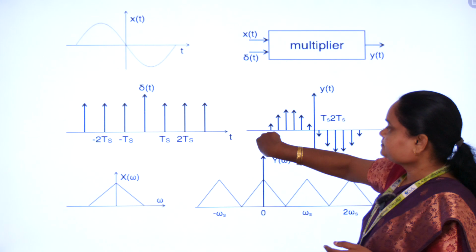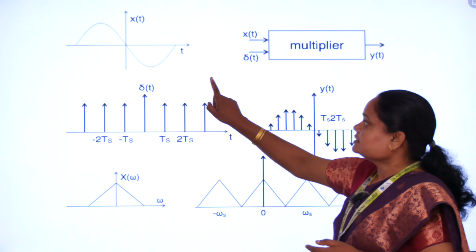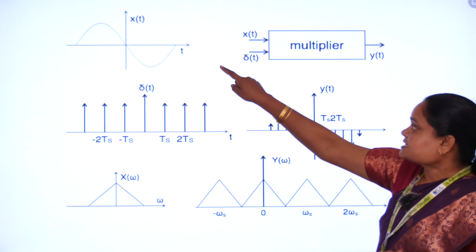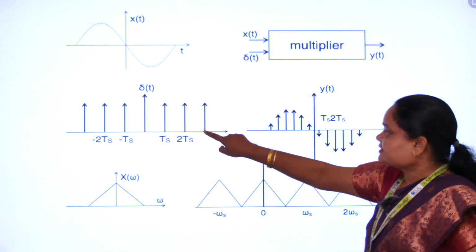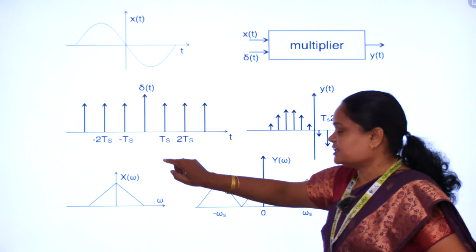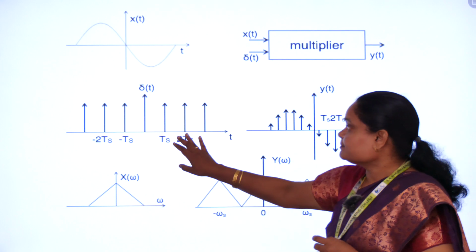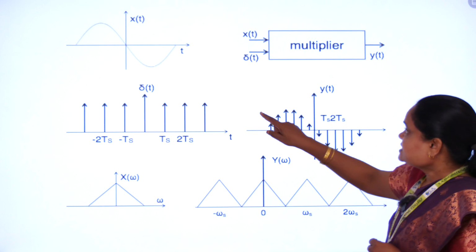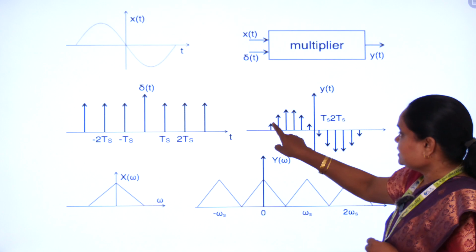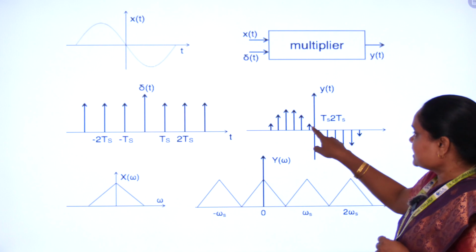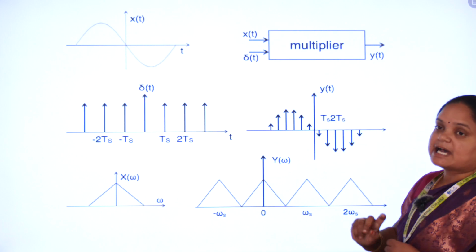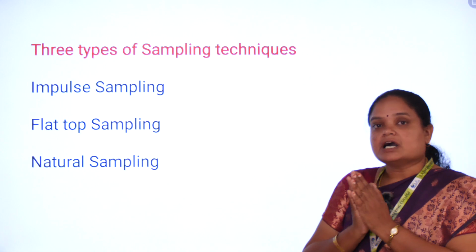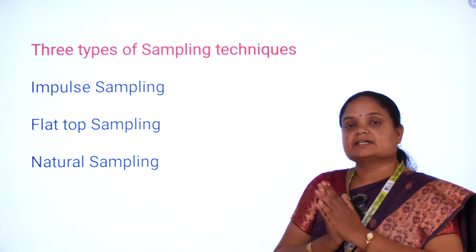See here. So this is x of t, a continuous signal, an analog signal. X of t is multiplied with del of t, which is an impulse train with a period of Ts. So x of t is multiplied with del of t, and we get y of t. Y of t is a sampled signal. See here, based on the x of t, the signal is sampled like this. We get a sampled output y of t. This is its spectrum. So how is this sampling process done?